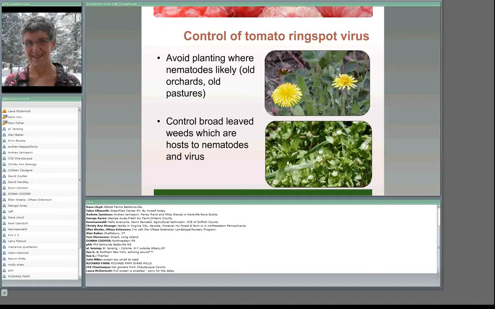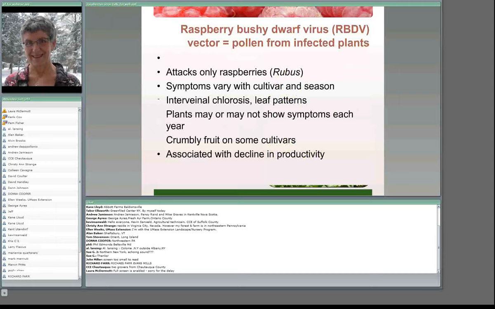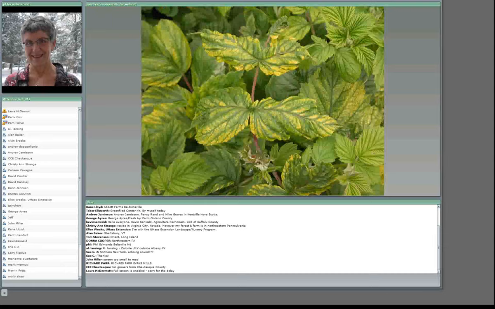Now the third virus is the raspberry bushy dwarf virus, and the vector for this is pollen from infected plants. So this can be a very difficult virus to control. It only attacks raspberries. The symptoms again vary with the cultivar and the season, and plants may or may not show symptoms each year. But it is a serious virus because it causes a crumbly berry in some cultivars, and it's associated with a decline in productivity. These are some of the leaf symptoms we see in the spring with raspberry bushy dwarf virus.